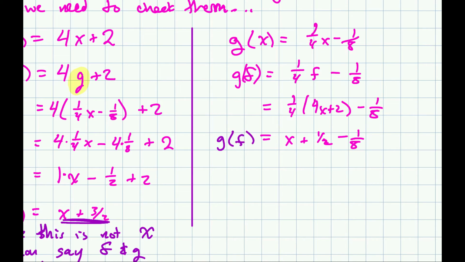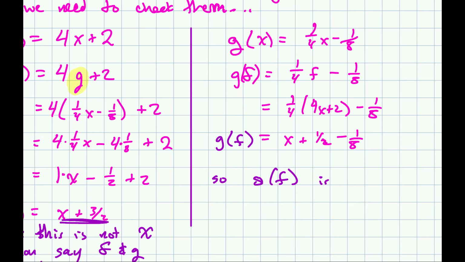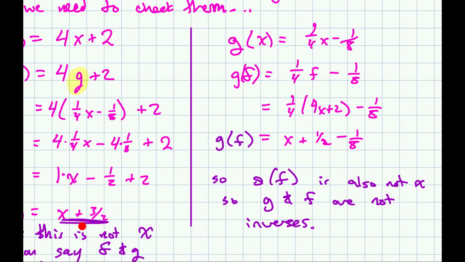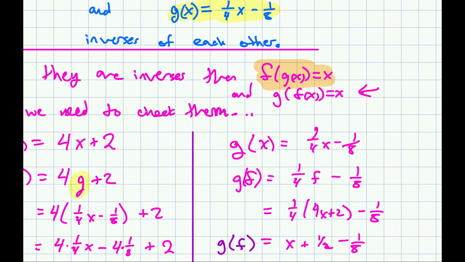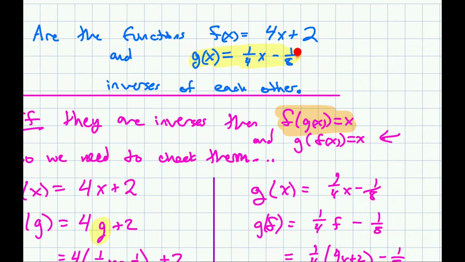So this is g of f here. So g of f is also not x. So again, we know that g and f are not inverses. In order to be inverses, both of these, this one and this one, would have had to be x. These functions were not inverses because I was trying to do the numbers in my head and it did not succeed. I think this would have had to be 1/2, but whatever.